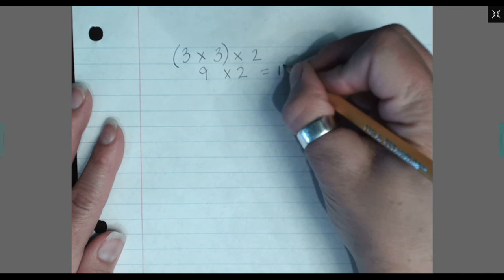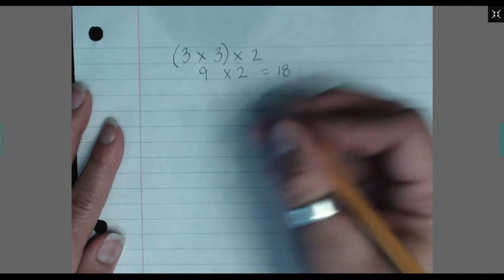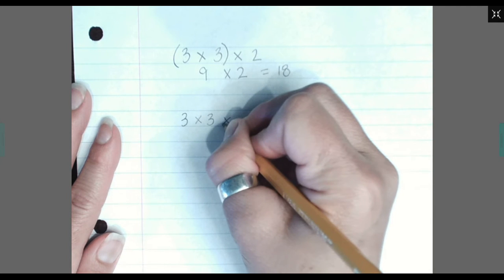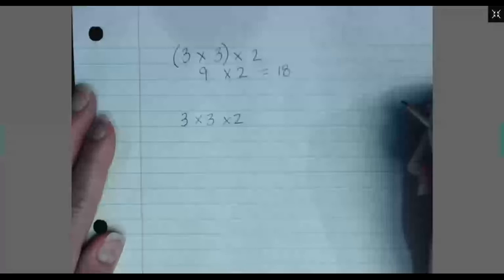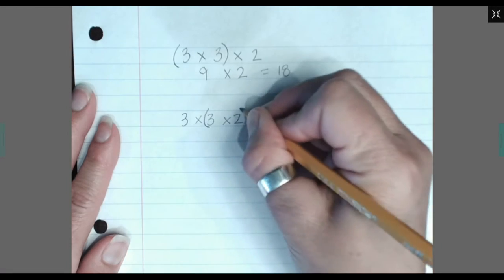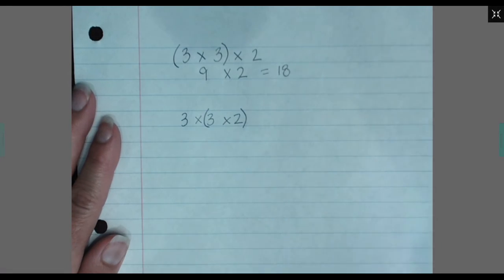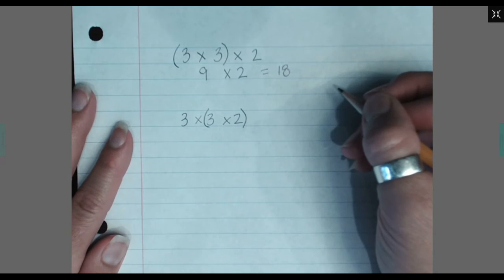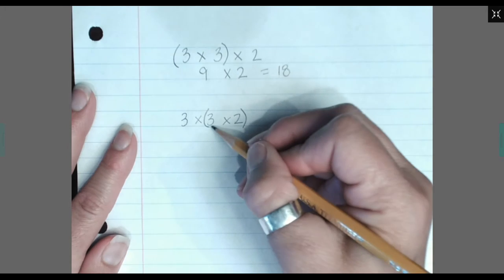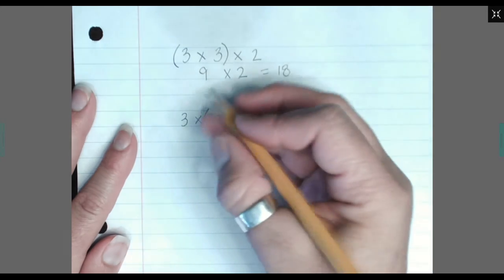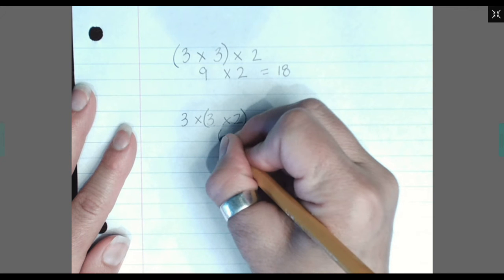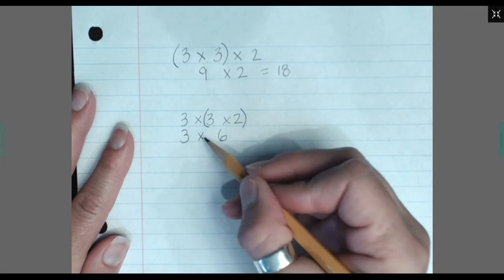I can take that same problem, 3 times 3 times 2, but instead of multiplying the 3 times 3 first, I can multiply the 3 times 2 first. So this would be yet another way to show the same problem, but calculating a different way. So starting off with 3 times 2. 3 times 2 is 6. And I still need to multiply that by 3. So now I'm left with 3 times 6, which gives me 18.